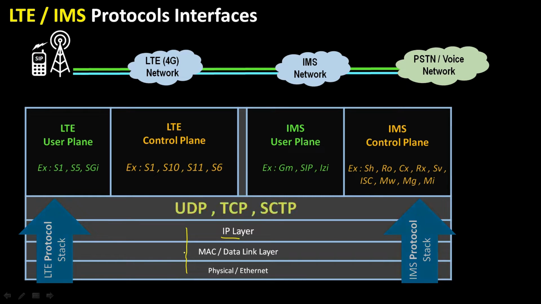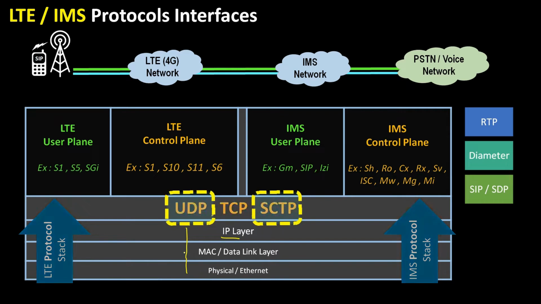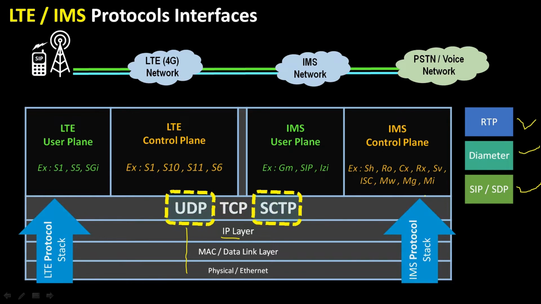From here onwards, all communication for LTE and VoLTE is taken care of by the UDP and SCTP protocols, which are used again and again in the network for multiple purposes. On top of the UDP and SCTP layer, we run various LTE and VoLTE user and control plane links. The most critical ones are the Real-time Transport Protocol, which is RTP, Diameter, Session Initiation Protocol, which is SIP, and the last one is the Session Description Protocol, which is also called SDP.